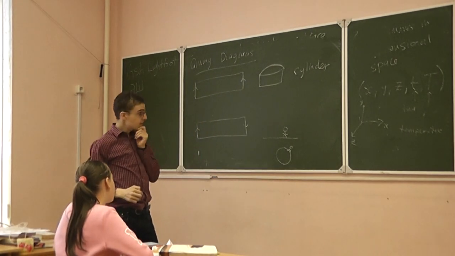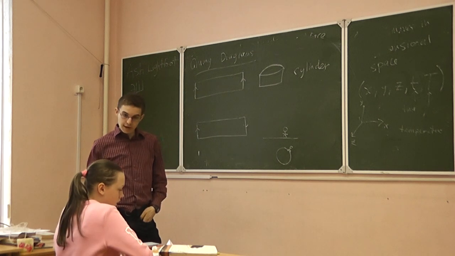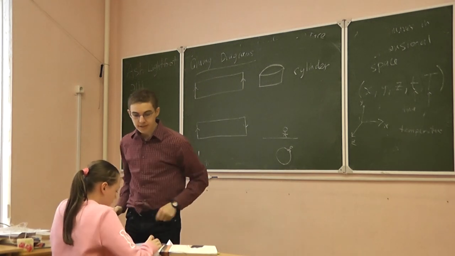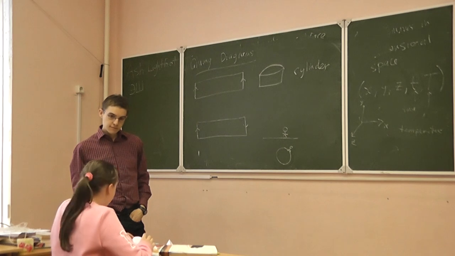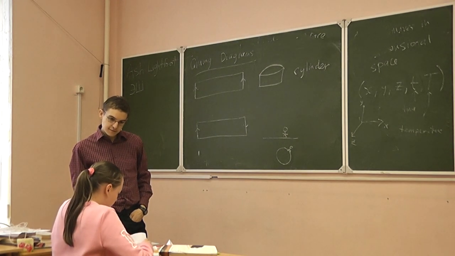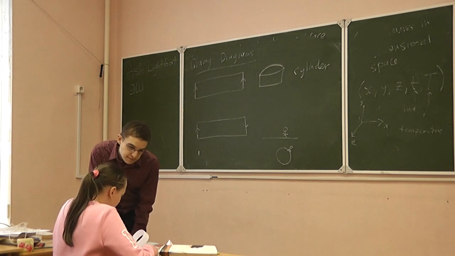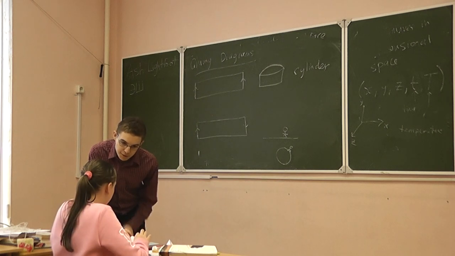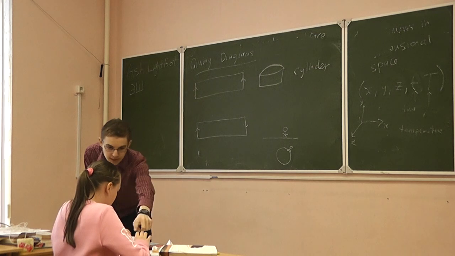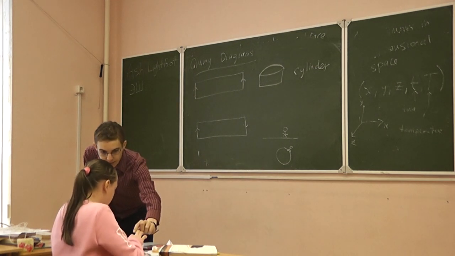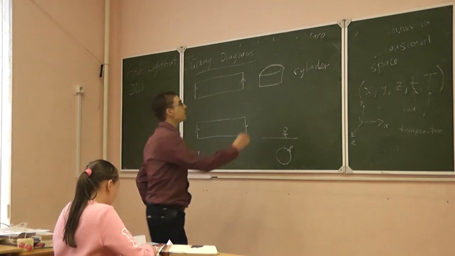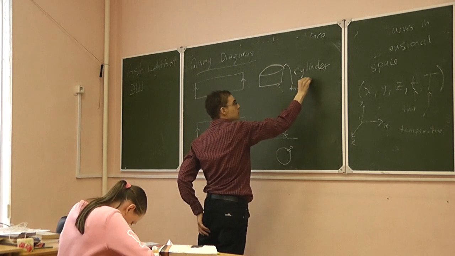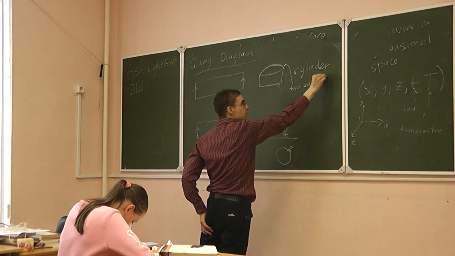Well, in your cylinder, does it have any edges? If you're walking on the cylinder, could you fall off? Yes. So where would you fall off? Where are the edges? Can you point to one edge? There's one edge. And the other one is there. Yeah, so it has two edges.